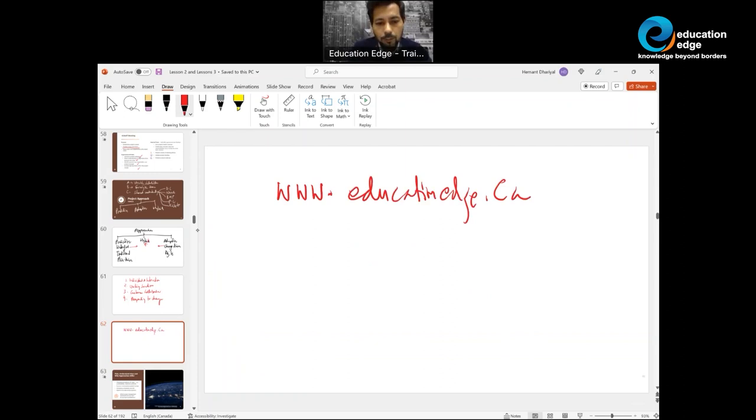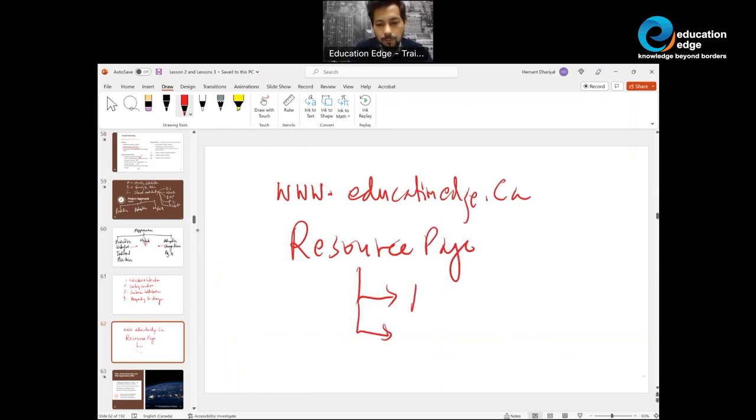You can go to our Knowledge Center page, or you could click on the resource page, and under the resource page, you will find two buttons. One is Knowledge Center, and the other is our blogs. Take a look at the Knowledge Center.